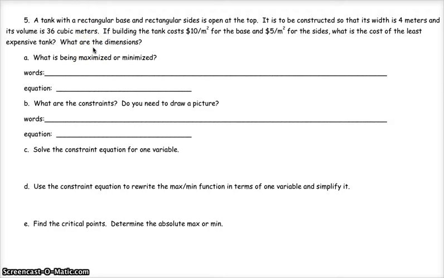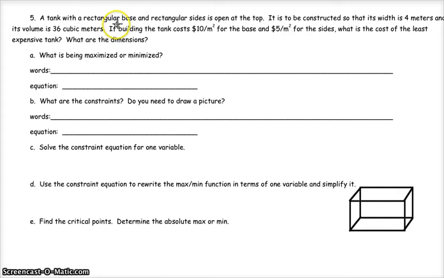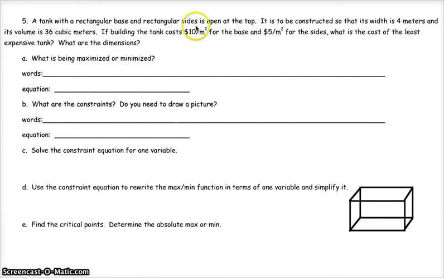So I want to begin by drawing this figure so you have an idea of what it is that we're looking for. All right, so here's our tank. I want you to remember that it said that it has a rectangular base and rectangular sides and that it's open at the top. So we're not going to have to do any construction for the top.